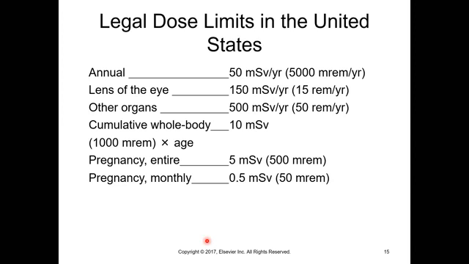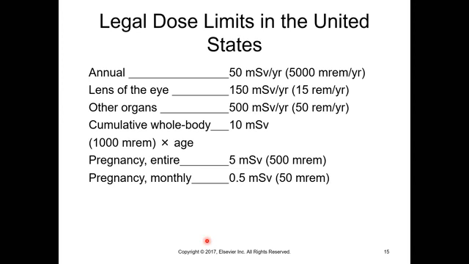The lens of the eye, and this is for occupational, the lens of the eye is 150 millisievert per year or 15 rem per year. You do need to know it both ways so that in case on your test you get it in millisievert or rem, you know how much is how much. Cumulative whole body is 10 millisievert.